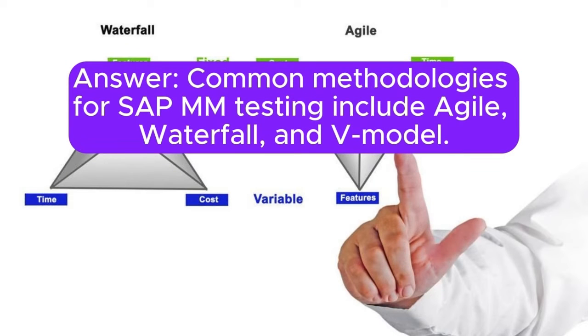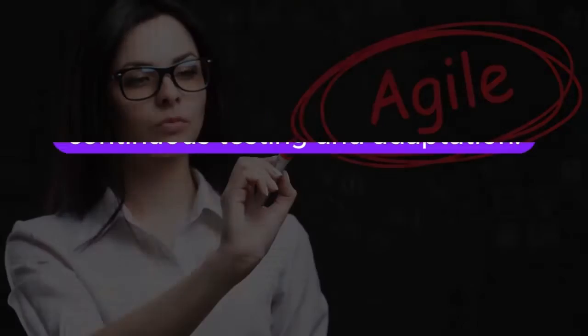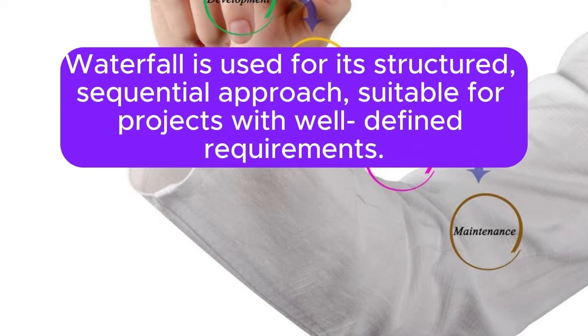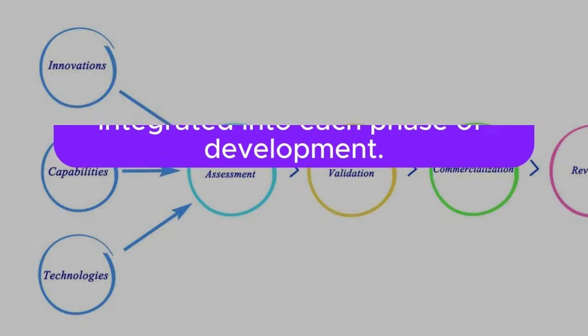43. What methodologies are commonly used for SAP MM testing, and why? Answer. Common methodologies for SAP MM testing include Agile, Waterfall, and V-Model. Agile is favored for its flexibility and iterative approach, allowing for continuous testing and adaptation. Waterfall is used for its structured, sequential approach, suitable for projects with well-defined requirements. The V-Model emphasizes validation and verification, with testing integrated into each phase of development.